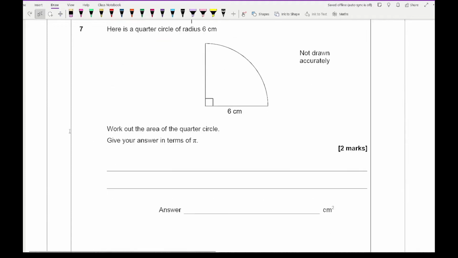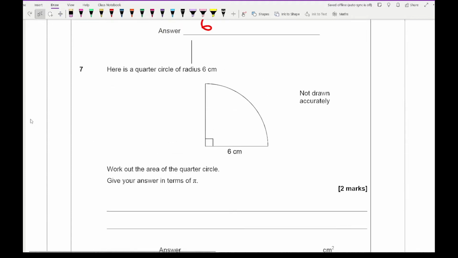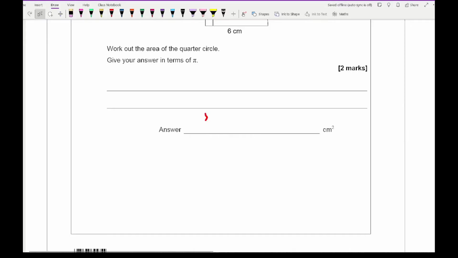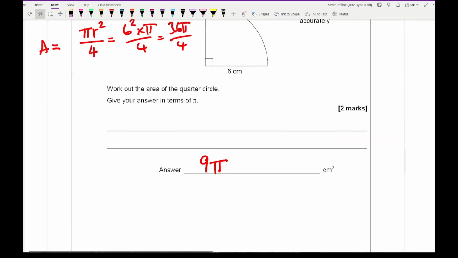For question 7, it says here is a quarter circle with a radius of 6. Write down the area of the quarter circle, giving your answer in terms of pi. So here the area of a full circle is pi r squared, and as it's a quarter we divide that by 4. So completing that formula, we get 6 squared times pi over 4, which is 36 pi divided by 4, and 36 divided by 4 is 9 pi. And where the 2 marks come from is basically 1 mark for writing down the formula and then 1 mark for the correct answer.